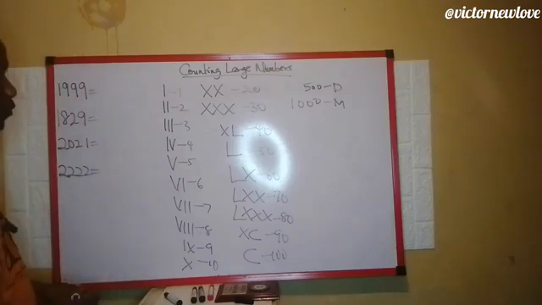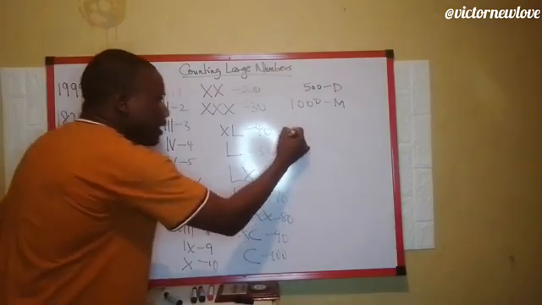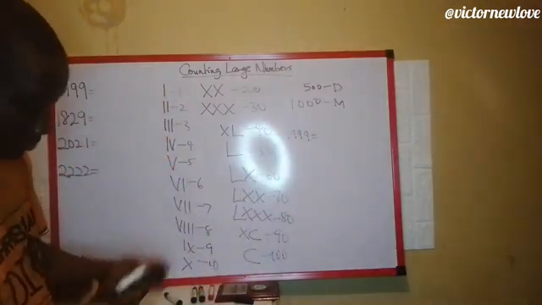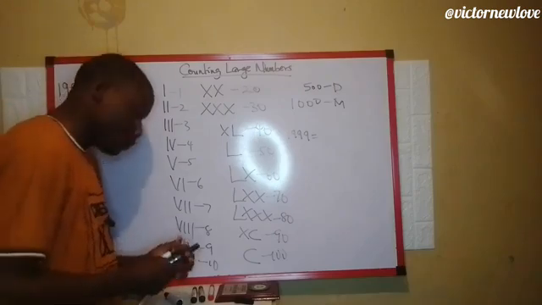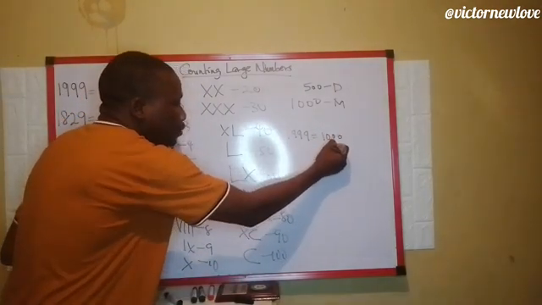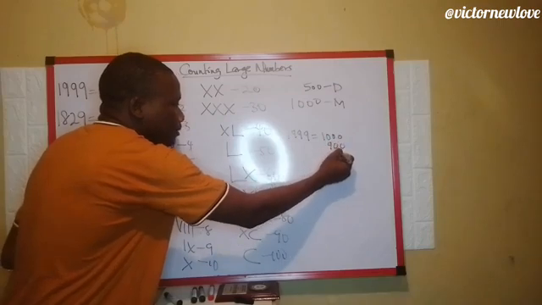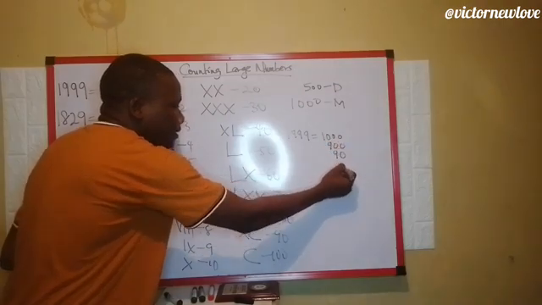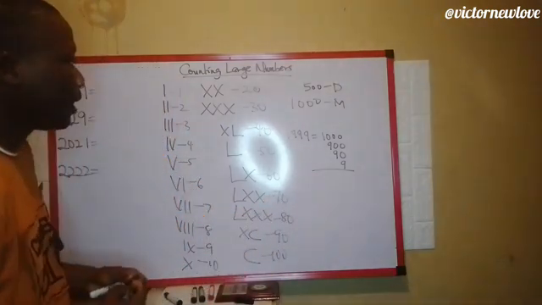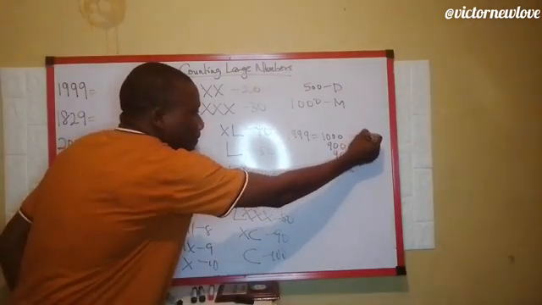1999. So 1999, we are going to break it down in different steps. We have the first one, 1000. We have the next one, 900. We have the next one, 90. And the last one, 9. So we are going to break it down. The 1000 serves as M.